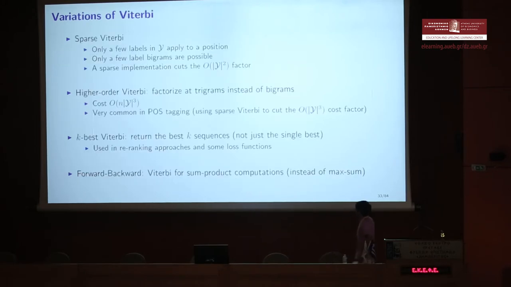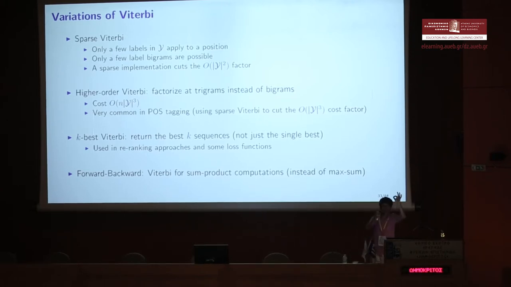That's important. And then there are all these variations. One is a sparse Viterbi, which is related to a question I got over there. In many cases, only a few labels at every position apply, and this is a case for your afternoon homework, which is on POS tagging. When we do POS tagging, most words are not ambiguous. They just mean one thing. A few words have some ambiguity. But the number of labels in, let's say, the English Penn Treebank, is 40. Most words are not ambiguous, so it's a waste to try all possible labels when only one is possible.